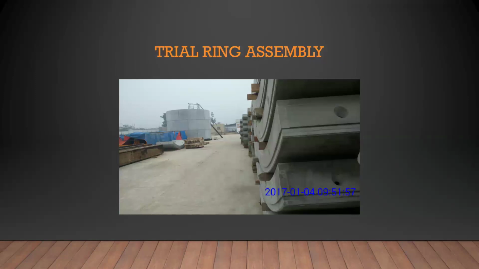Trial ring assembly test is conducted to determine the lip, step, and the circumferential length of the ring. Here, three rings were placed vertically to measure for the test. It can be done on completion of every 500 precast segment rings.